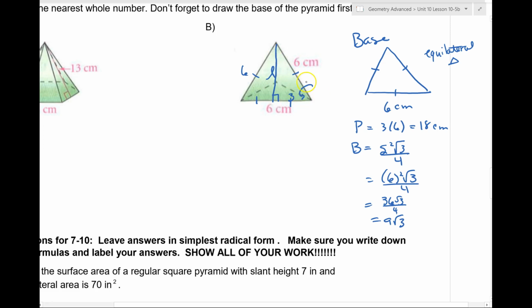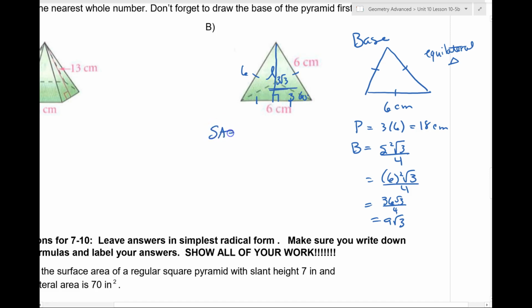That makes this a 60-degree angle. I think I'm just going to write it in like this. Right? And now we have a 30, 60, 90 triangle. We know the hypotenuse, we know the short leg. We just need to get to the long leg, which is the slant height. So we multiply by root 3, and that's going to be 3 root 3. So let's think about this now. We can plug in everything we need because we have perimeter, we have the area of the base, and now we know slant height as well.